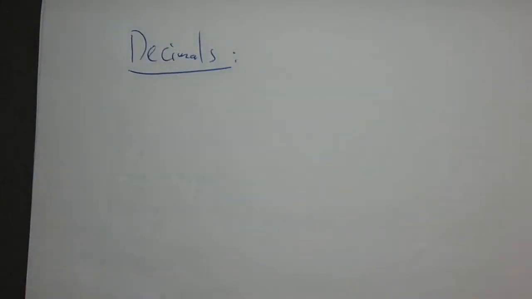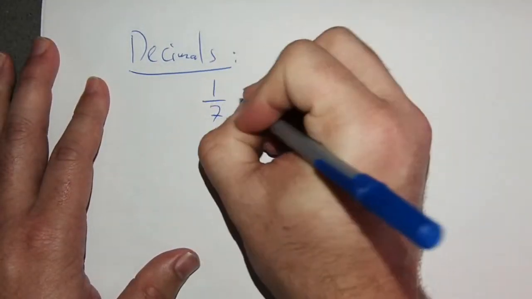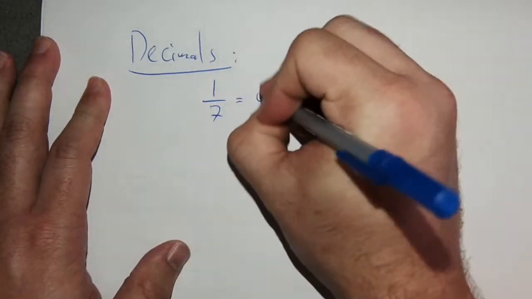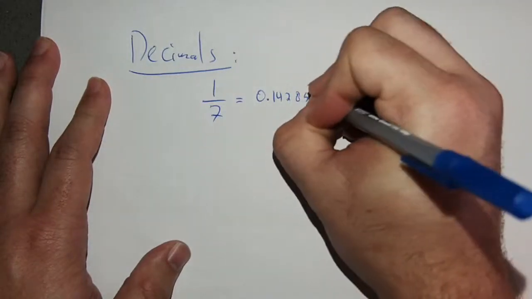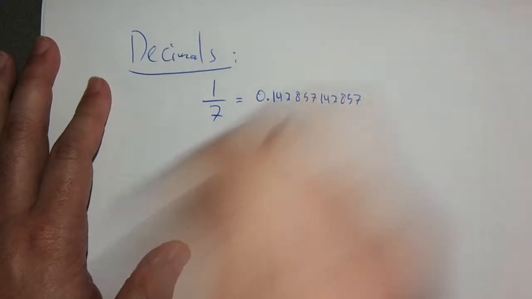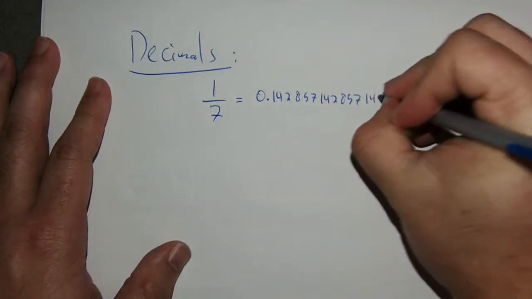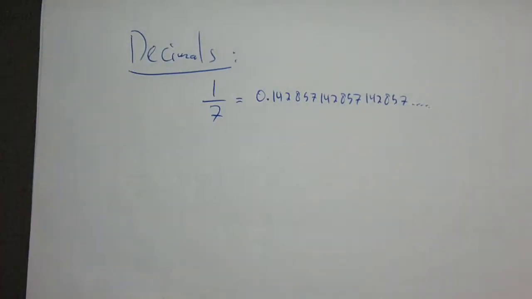But you get, again, that 1 over 7 in decimal form from this is 0.142857 142857 142857, and so on. It just repeats in this fashion.